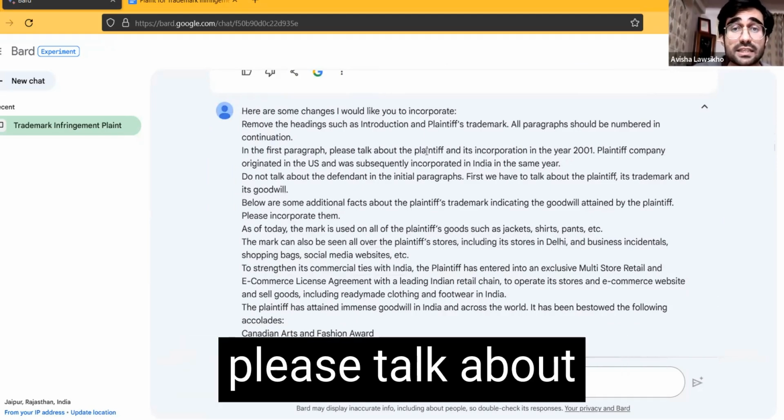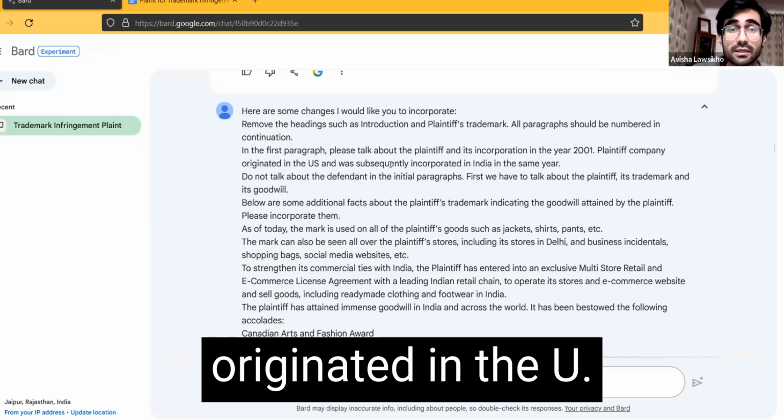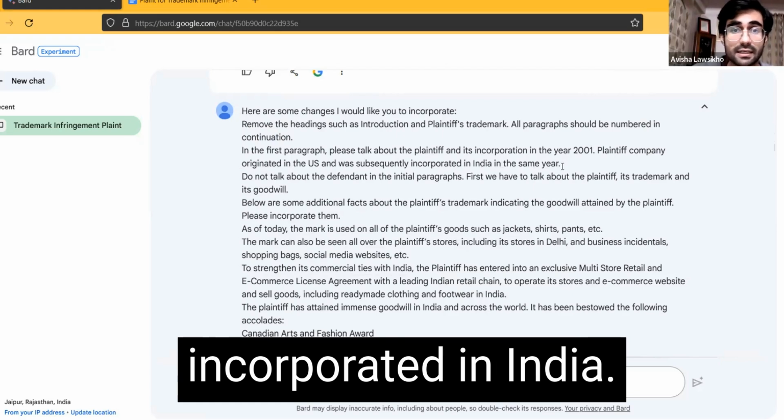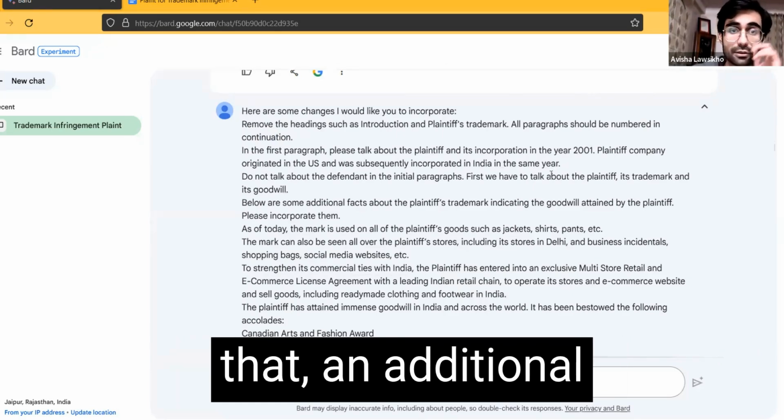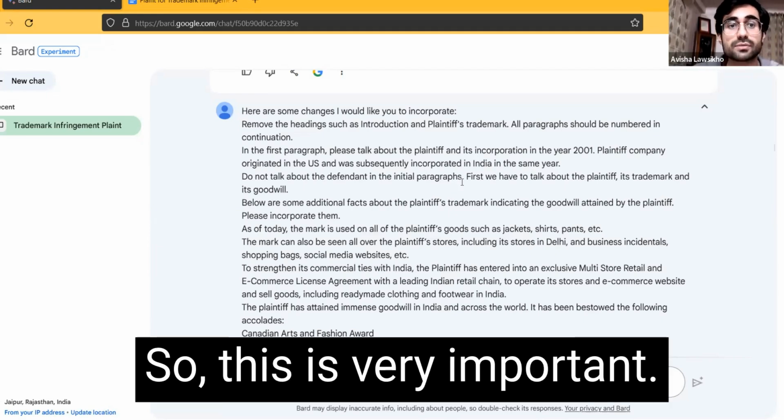In the first paragraph, please talk about the plaintiff and its incorporation. The plaintiff company originated in the US and was subsequently incorporated in India. This is an additional fact that I provided. Do not talk about the defendant in the initial paragraph. So this is very important.